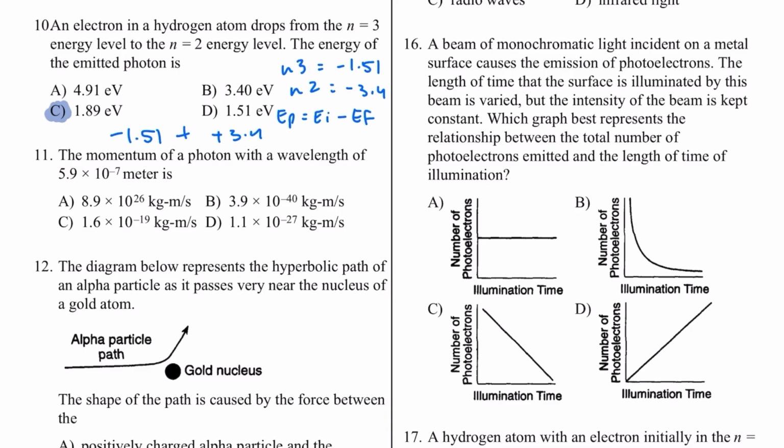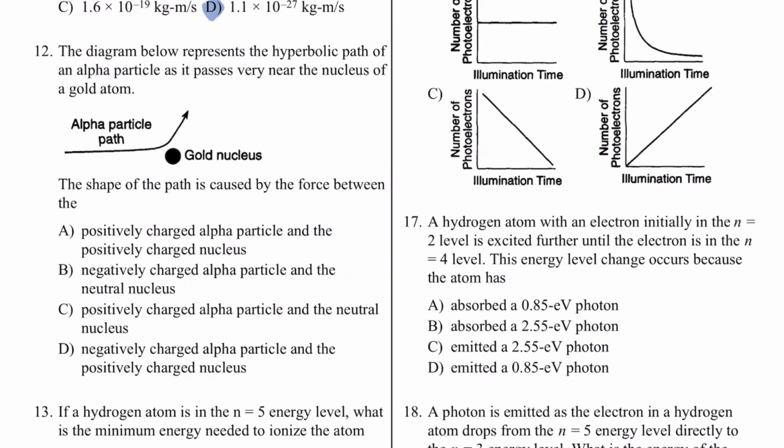11. The momentum of a photon with a wavelength of 5.9 times 10 to the negative 7 meter is what? So we need to solve for momentum, and we're given wavelength, so we need to use the formula for de Broglie's wavelength. So wavelength equals h over p. And we're given wavelength, so 5.9 times 10 to the negative 7 is equal to h, Planck's constant, 6.63 times 10 to the negative 34 over p. And then when we solve this out, we're going to get a momentum of 1.1 times 10 to the negative 27.